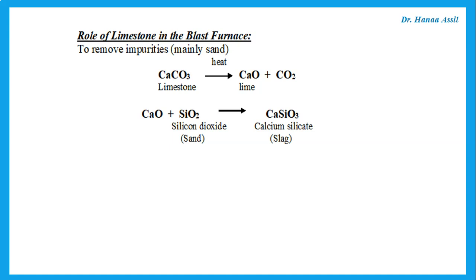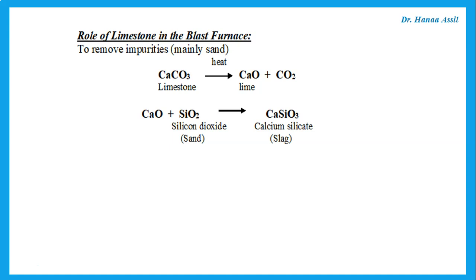What is the role of the limestone? We added the limestone to remove impurities, which are mainly sand, which is silicon dioxide. So, in the heat of the furnace, the limestone, which is calcium carbonate, breaks up to give calcium oxide plus CO2. This is an example of thermal decomposition. This calcium oxide is a base. It reacts with silicon dioxide, which is an acid, to form calcium silicate, which we refer to as slag.